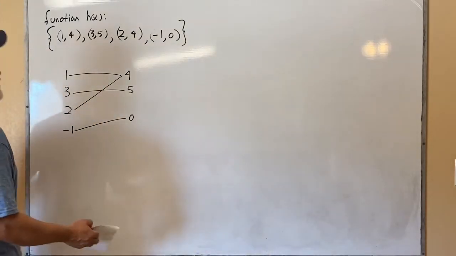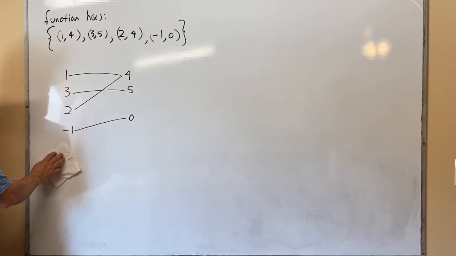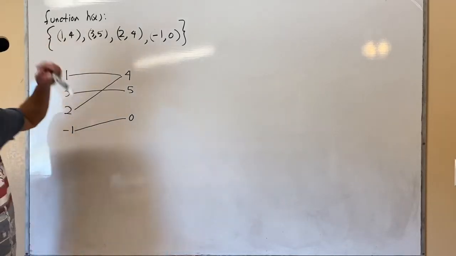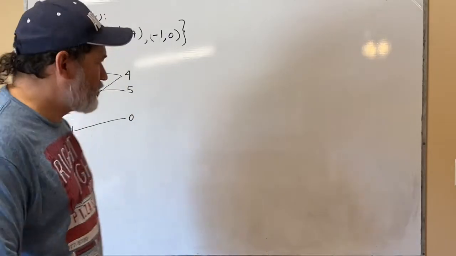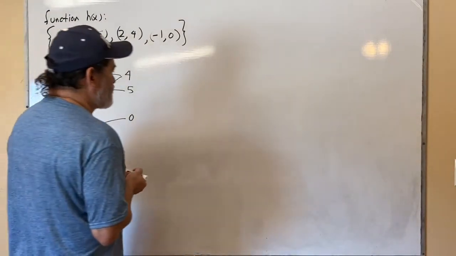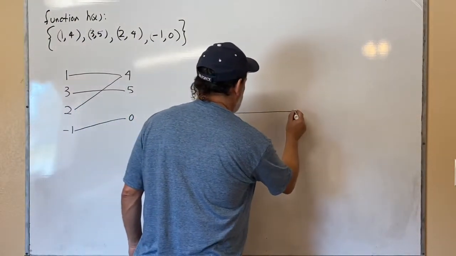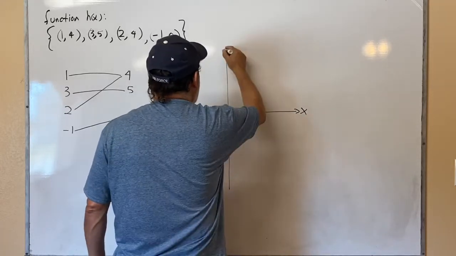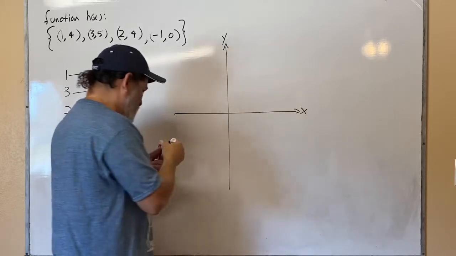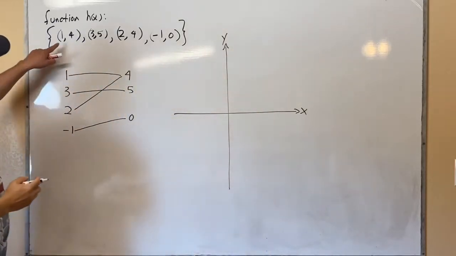Let's graph it. All right, we're going to graph this function, and you'll see that it passes the vertical line test. Graphing the function. x and y. Watch this. 1 is paired with 4.